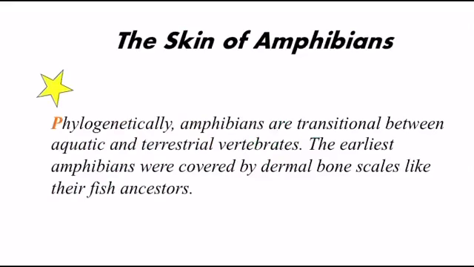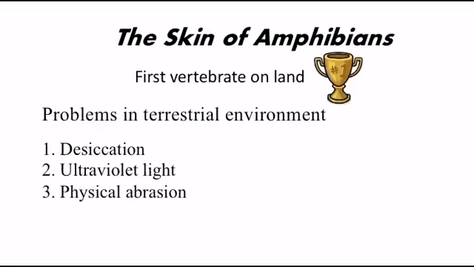Phylogenetically, amphibians are transitional between aquatic and terrestrial vertebrates. The earliest amphibians were covered by dermal bone scales like their fish ancestors. Amphibians were the first vertebrates on land. The terrestrial environment, or the land environment, is different from the aquatic habitat or aquatic environment. So amphibians have to face some problems in the terrestrial environment.